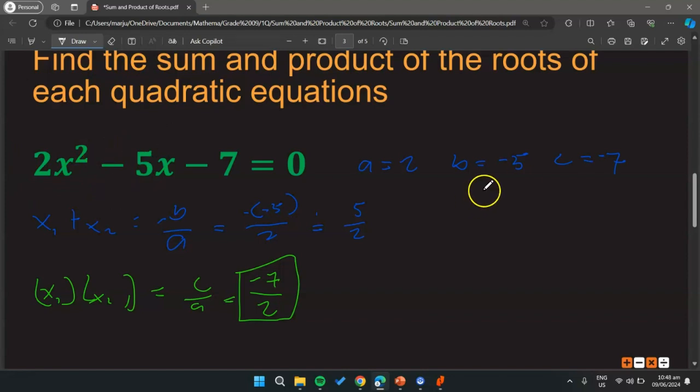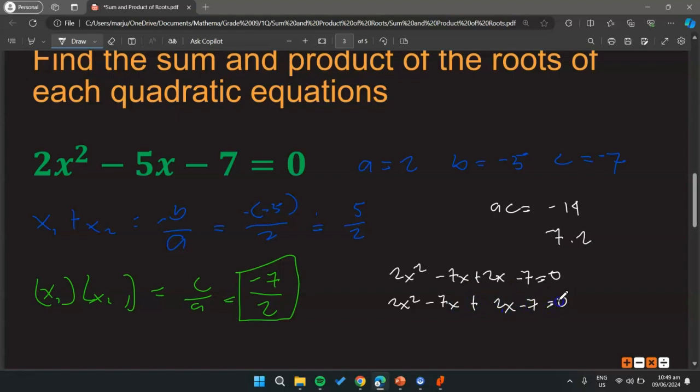Using the factoring method, the AC method, a times c is 14, so that's negative 14 actually. What are the factors of negative 14 that when added will give us negative 5? That is negative 7 and 2. So we factor the middle term. This will give us 2x squared minus 7x plus 2x minus 7 equals 0. And then we group them together.